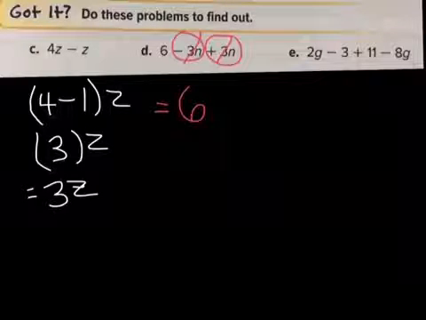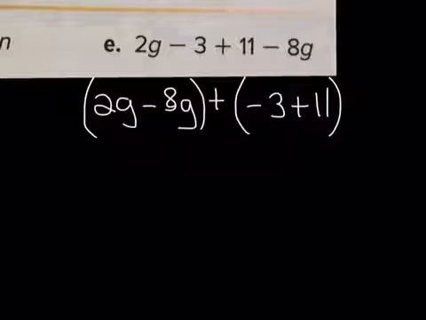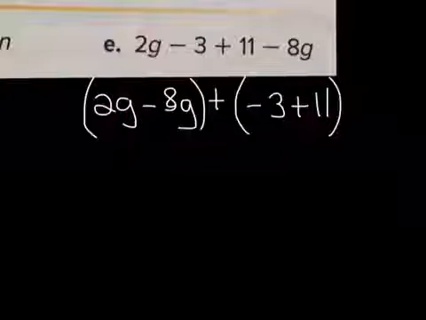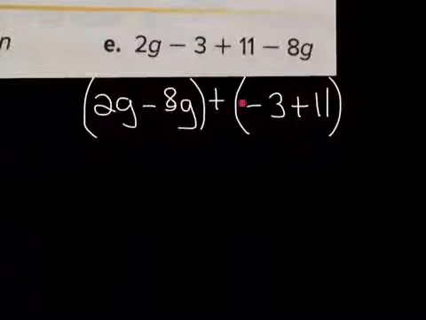Simply 6. And for e, we have 4 different terms, and we see that we have two like terms, 2g and negative 8g. We also have these constants here that are like terms, negative 3 and 11. Let's use the associative property to group these. So I took my 2g and my negative 8g, put them together in parentheses, and I took the negative 3 plus 11, put them together in parentheses.